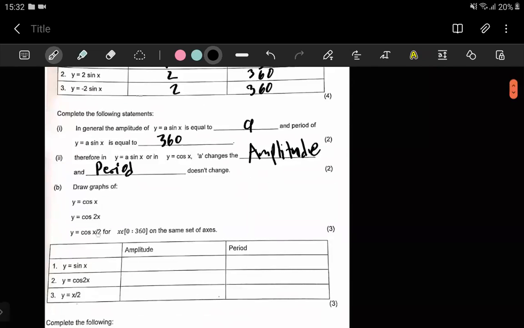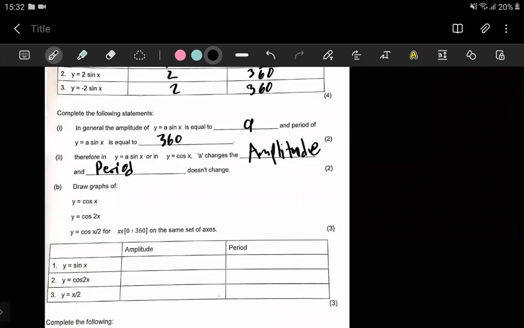Then it says the graphs of this, let's see, cos x divided by 2 for x from 0 to 360 on the same set of axes. Here it says you need to draw these graphs. Okay, so I'm assuming you drew them. The amplitude here is just a 1. Amplitude here is just a 1. This one here, I don't know if this is a typo. No, it's not a typo, it's x. Okay, so this is just a straight line graph.